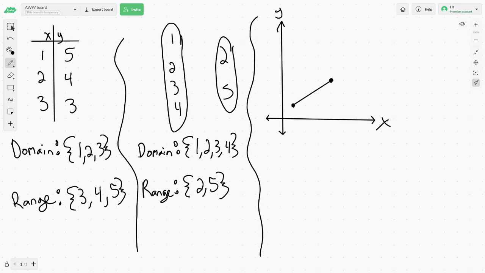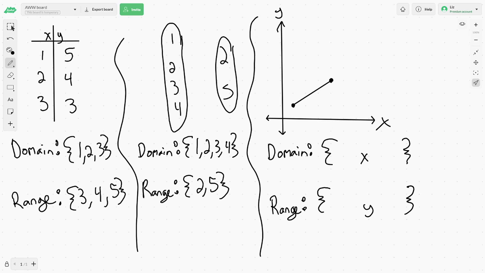Now it's going to be a little bit different when you're looking at a graph. Your domain and range for your graph are going to be a little bit different. Let's go over what that looks like. So your domain is your x values, and your range is your y values. So we have 1, 2, 3, 4 here, 1, 2, 3, 4, and 1, 2, 3.